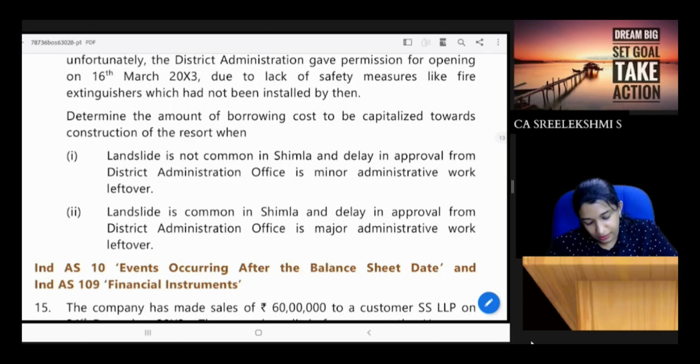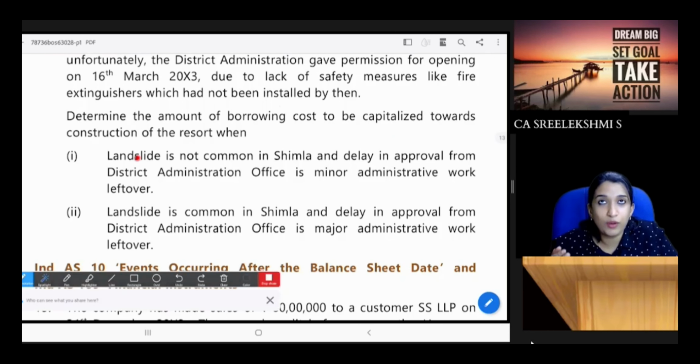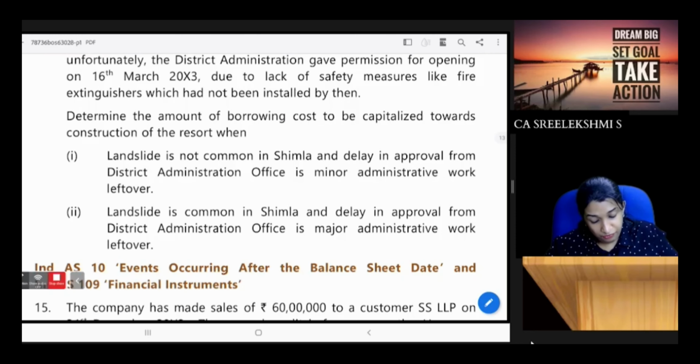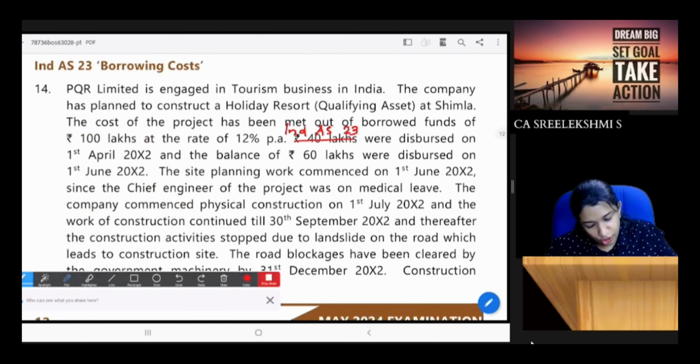See, here we need to apply Ind AS 23 provisions. When do we commence capitalization? We commence capitalization when 3 conditions are satisfied. Borrowing cost is incurred, expenditure has incurred, activities are in progress. Activities for making the asset ready for use are in progress. So if that is checked, borrowing cost is incurred from 1st April onwards.